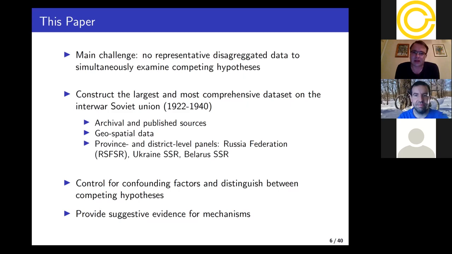in this panel. As I said before, our data don't cover the whole Soviet Union. For example, we don't have data on Kazakhstan because they basically, I guess, don't exist. But our data cover the Russian Federation, Ukraine, and Belarus. And 80% of the population of the Soviet Union in these years lived there. And this is where more than 80% of grain was produced. So you might think about our data as a data set covering the whole territory of the USSR. So what we do, we try to control for as many confounding factors as we can, and distinguish between competing hypotheses. And we also provide, I would say, suggestive evidence for the mechanism of the famine, why it happened.